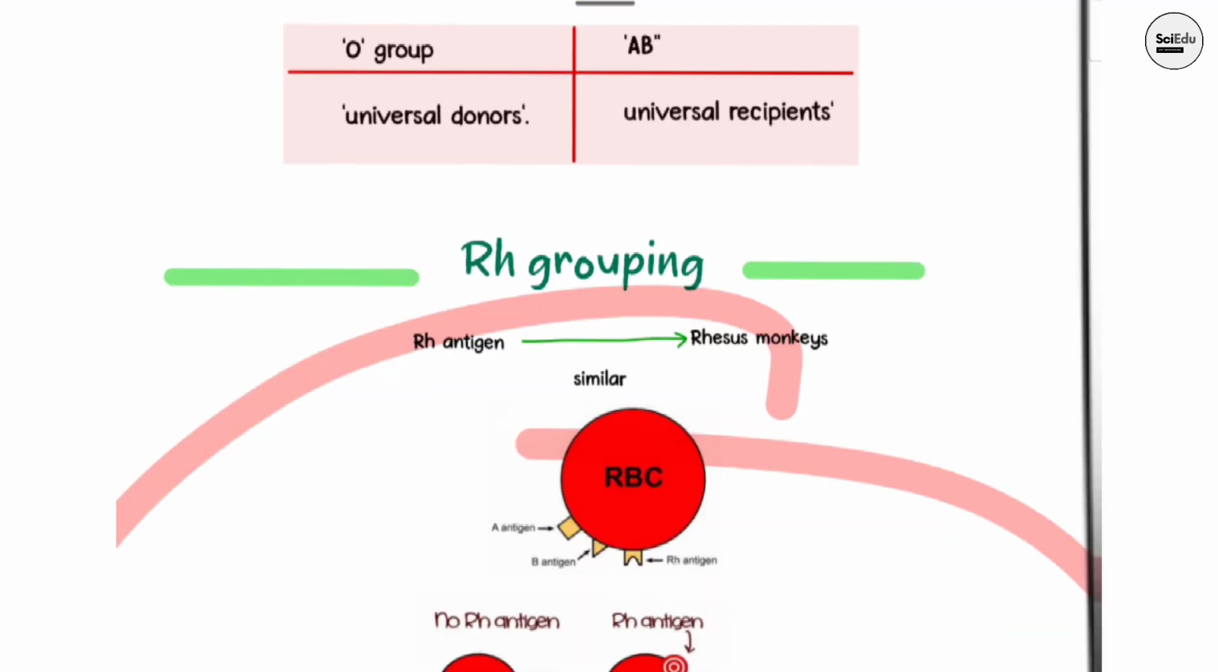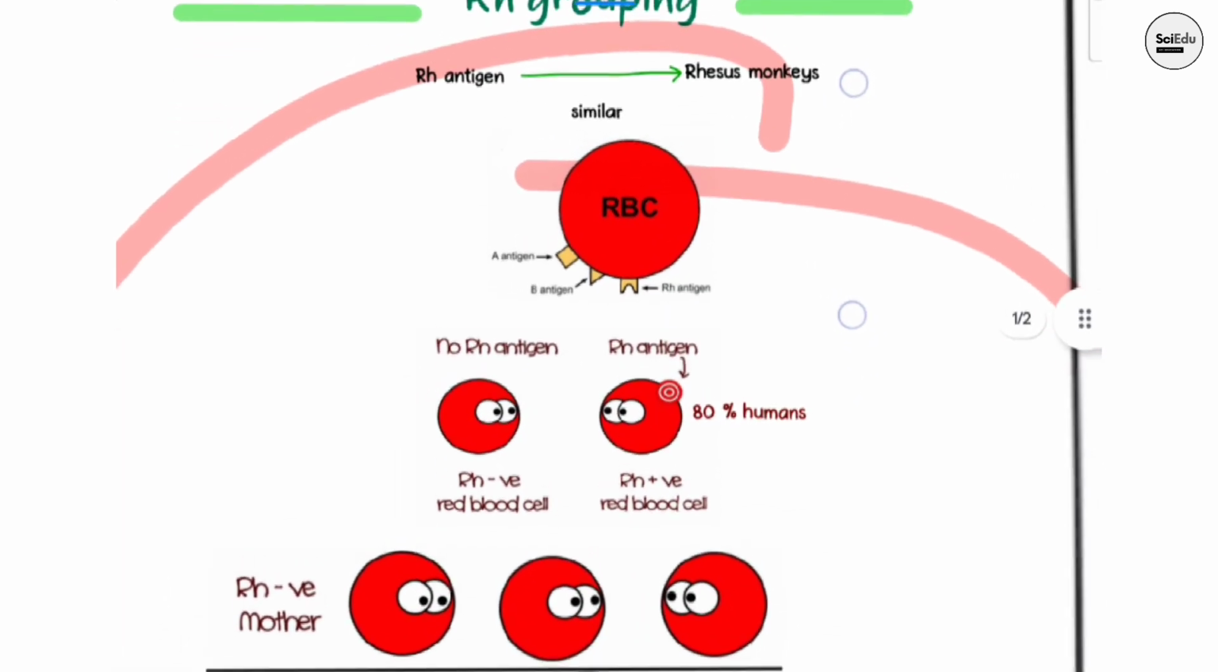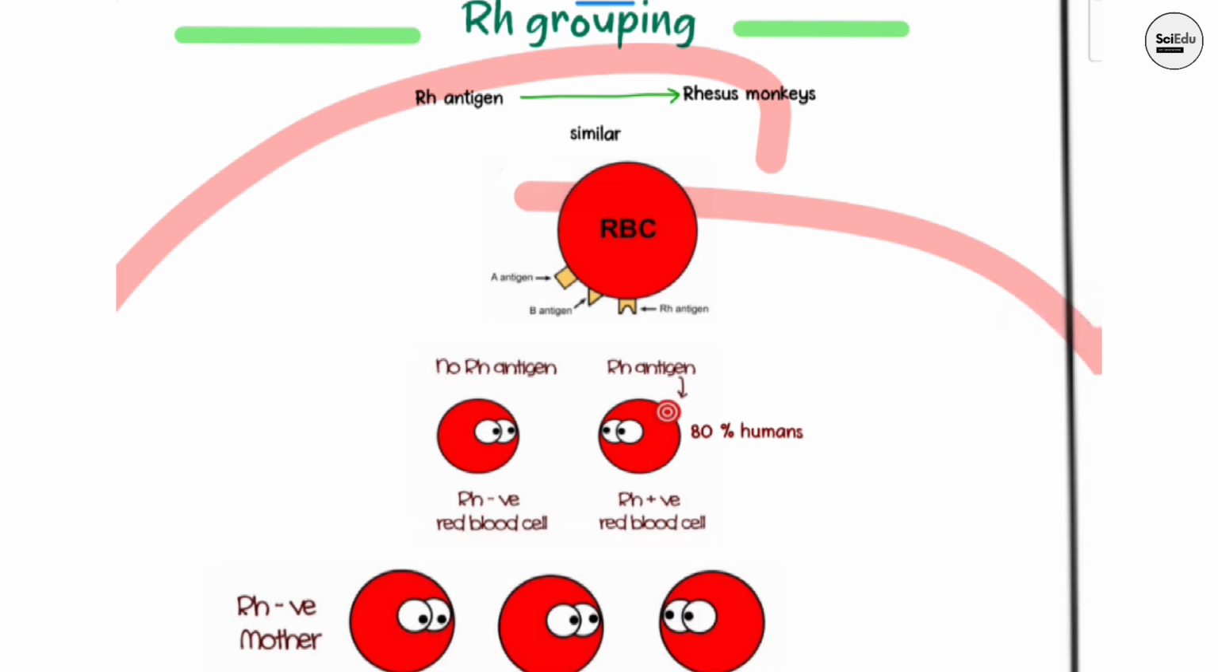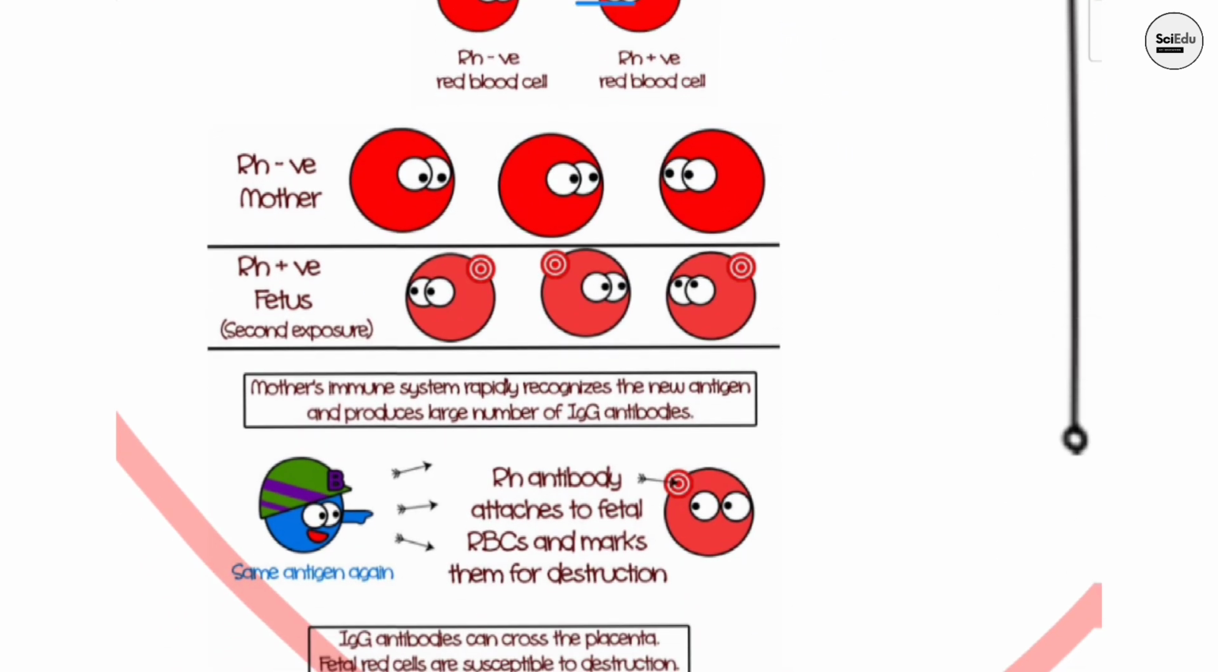RH grouping: another antigen, the RH antigen, similar to one present in rhesus monkeys, hence RH, is also observed on the surface of RBCs of the majority, nearly 80%, of humans. Such individuals are called RH positive, RH+ve, and those in whom this antigen is absent are called RH negative, RH-ve. An RH-ve person, if exposed to RH+ve blood, will form specific antibodies against the RH antigens. Therefore, RH group should also be matched before transfusions.